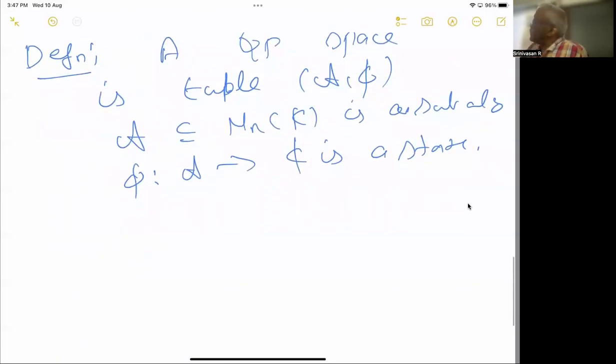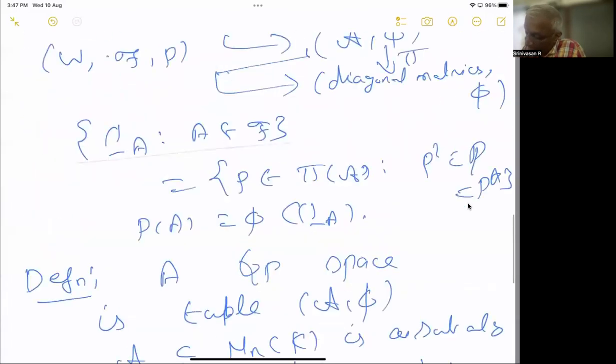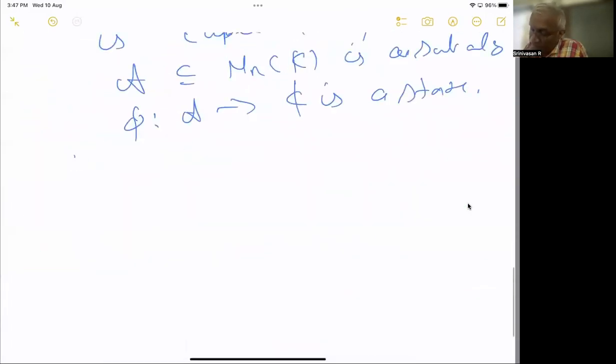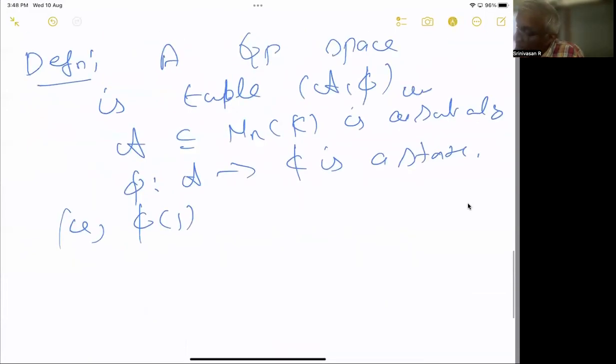So what is a state? I will say what a state is. State means phi of 1, the identity element, has to be there. This is an algebra, meaning it's a unital star subalgebra. I said these things in the last class, so I'm not explaining everything. Star subalgebra means if A is there, A star is there, the adjoint is there. Unital means the identity element is there.